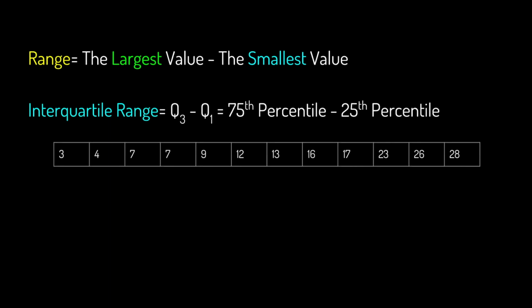Interquartile range is also the difference between the largest and smallest value, but after removing the top quarter and the bottom quarter. So, in other words, it would be the 75th percentile minus the 25th percentile. It is used to know the middle 50% of data. In this set, the 75th percentile data is 17, while the 25th percentile data is 7. So therefore, the interquartile range will be 17 minus 7, which equals 10.